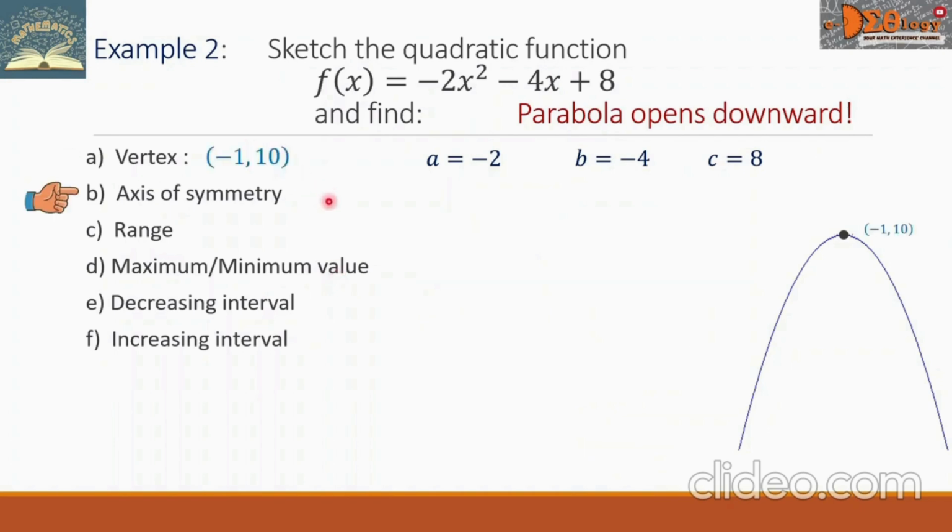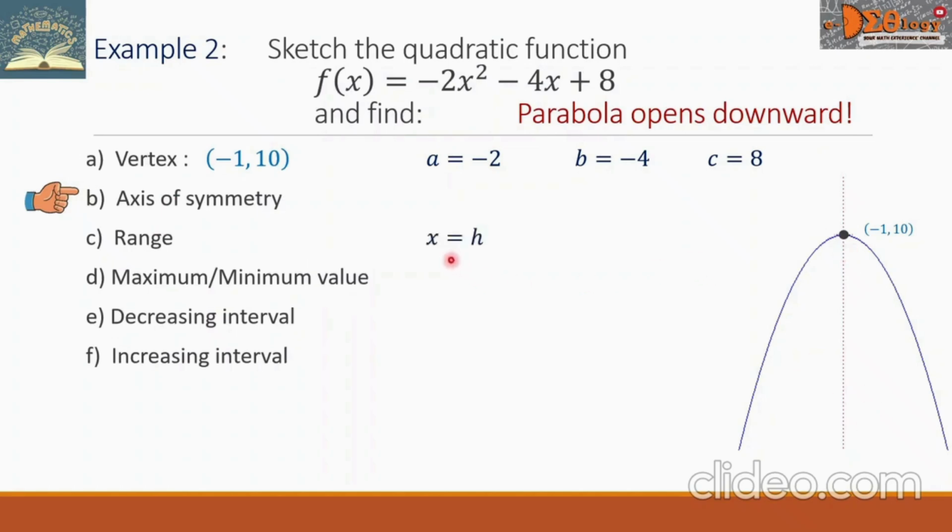What about letter B? Axis of symmetry. Remember that axis of symmetry is the vertical line that passes through the vertex. And our formula is x equals h. Our h is negative 1. So the axis of symmetry is x equals negative 1. This is the answer for letter B.